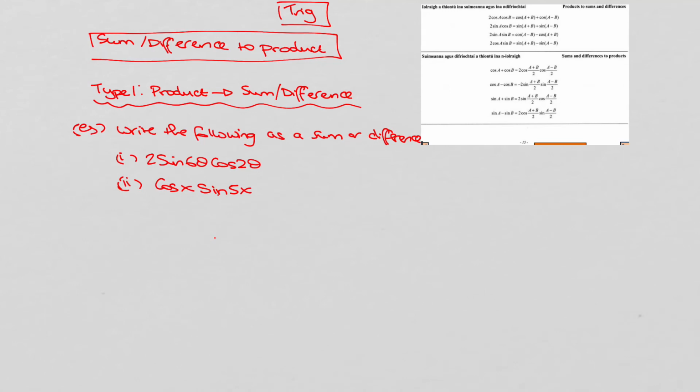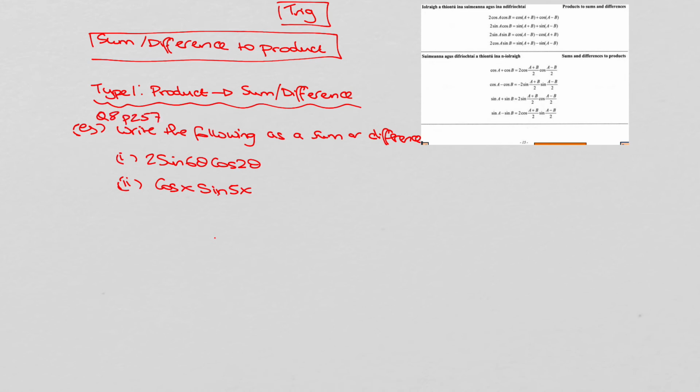Trig, sum differences to product. So type 1, we're going to look at using a product and changing it to either a sum or a difference using our formula on page 15. All of these formulae on page 15 we only have to be able to use; we would never be asked to derive them. In the first question here, I'm using question 8 in your books, page 257.